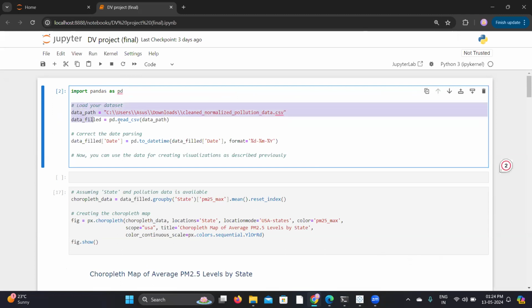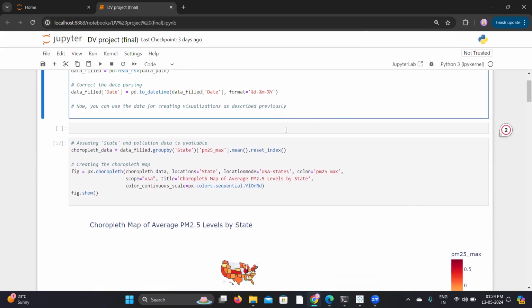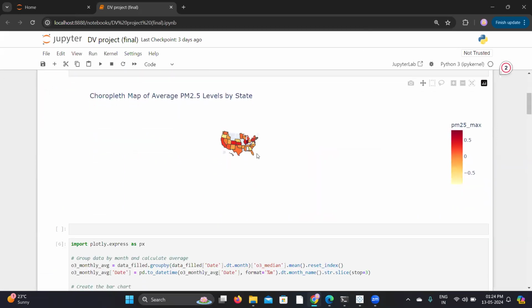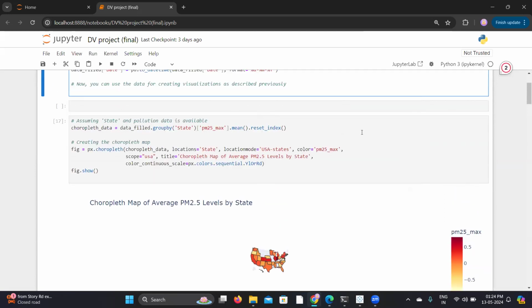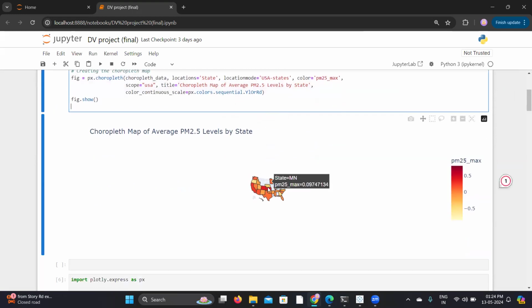Here we loaded the data set and then formatted it to create some visualizations. The first visualization is a choropleth map. In the code, we have given all the attributes which we want to show on the graph. We can zoom in and zoom out. This choropleth map gives the average PM 2.5 levels by state.